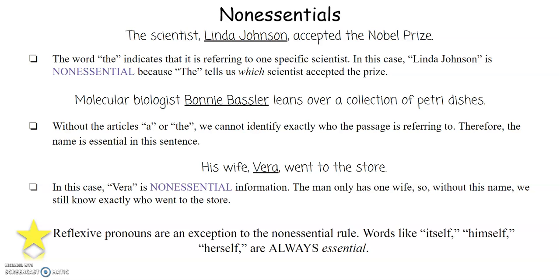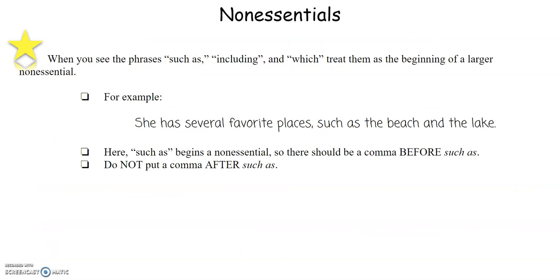There are words that are considered exceptions, and these are our reflexive pronouns. Itself, himself, herself, whatever words like that are always going to be central to the sentence. You're never going to put commas around them, even though it might seem a little redundant. I did my homework myself. I'm not going to have any commas around that, for example.